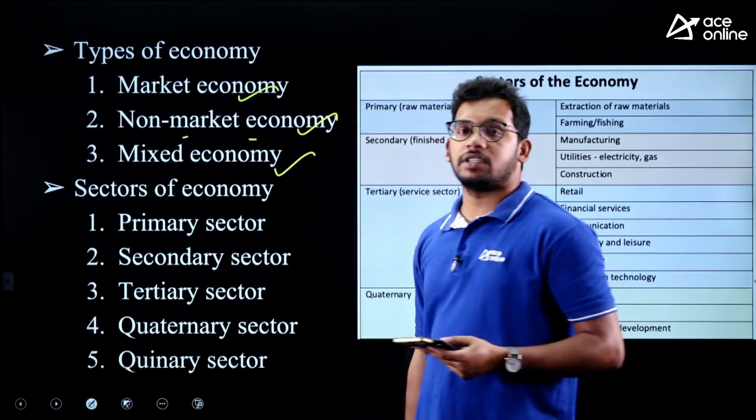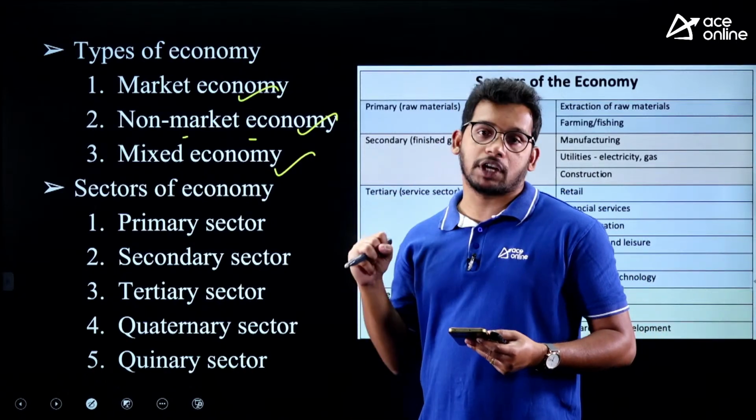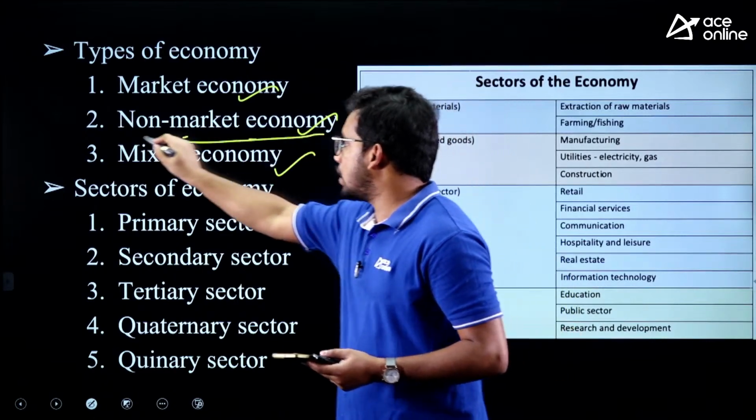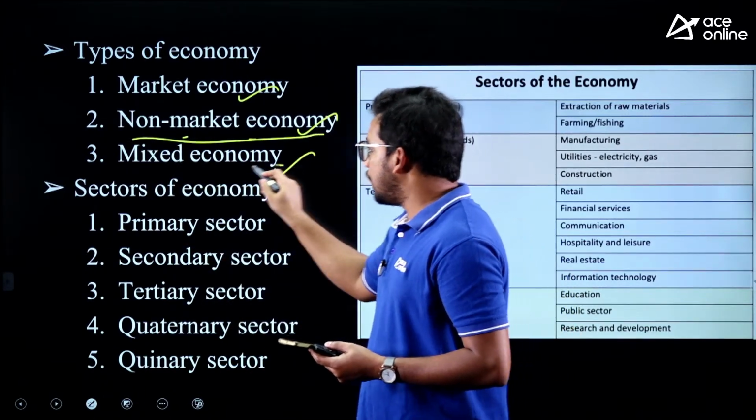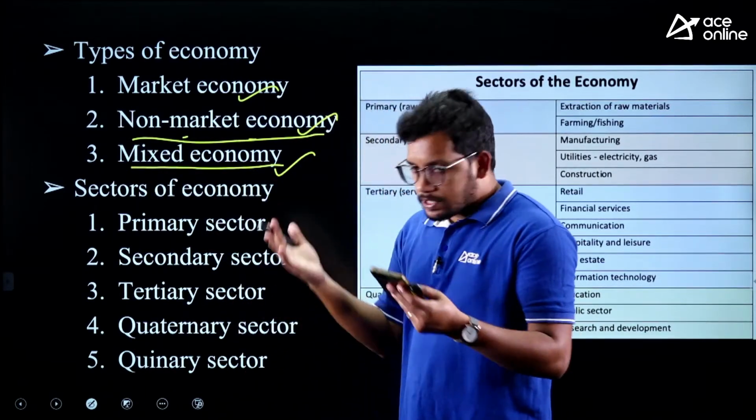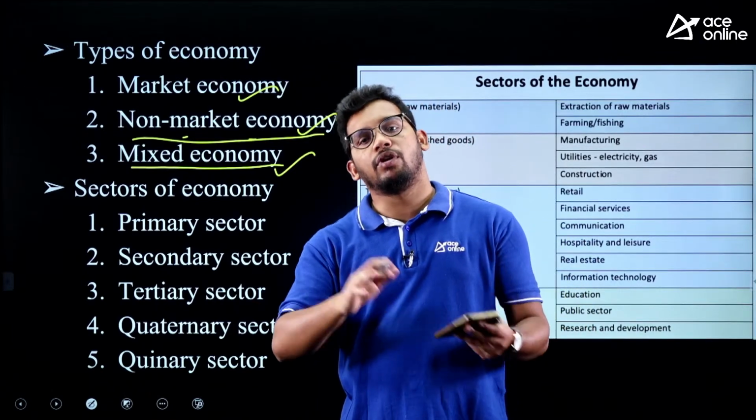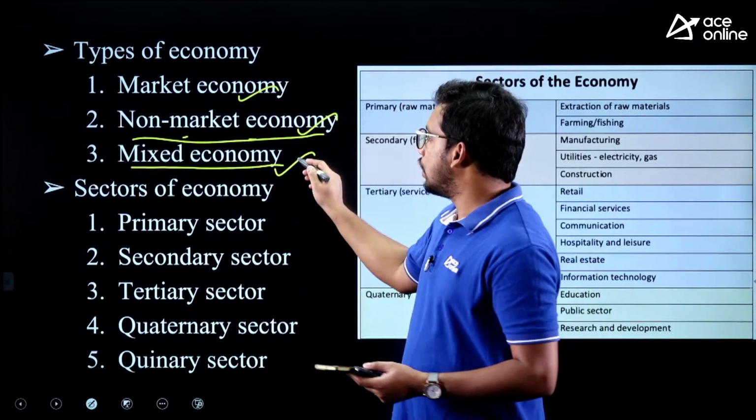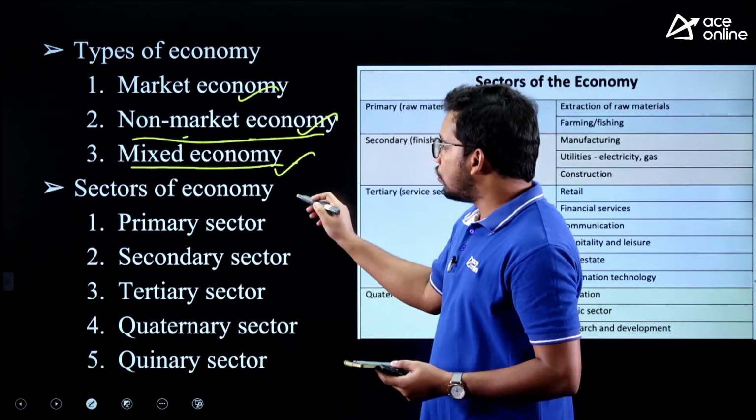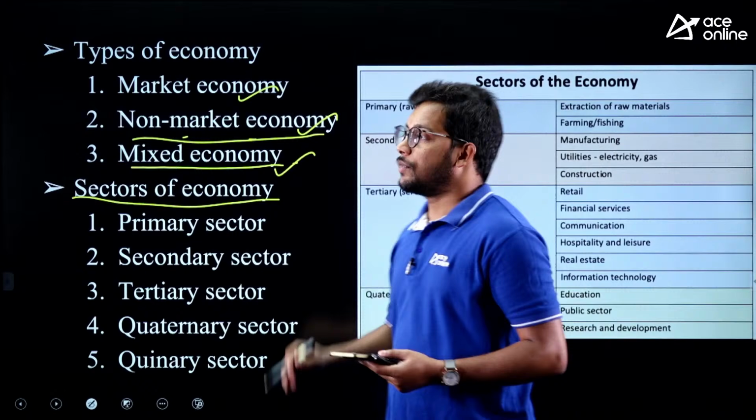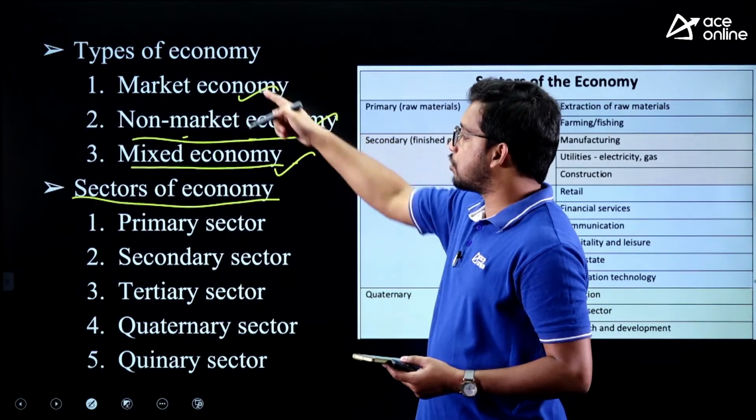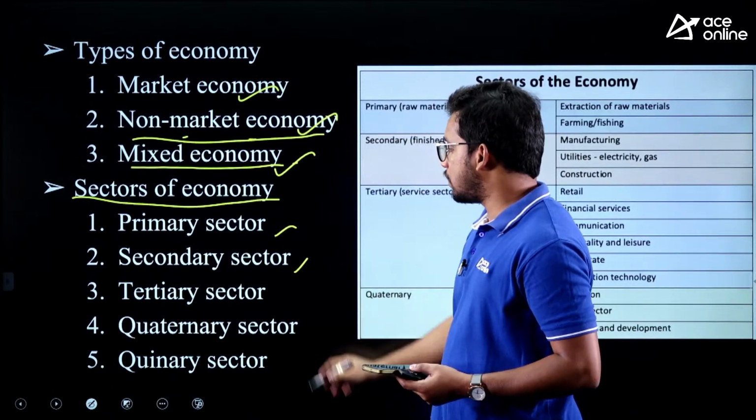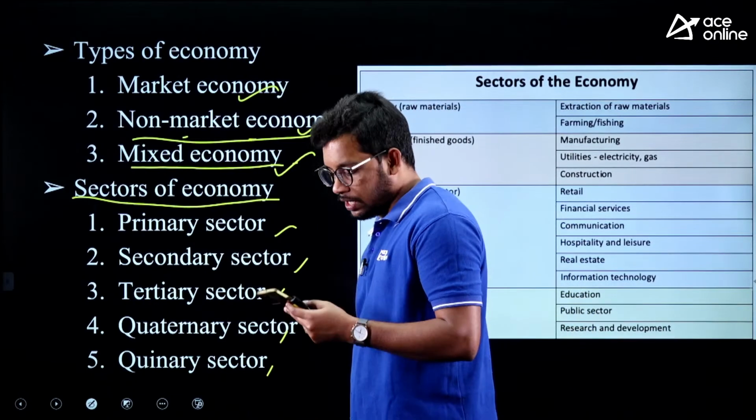Non-market economy means completely in the hands of the government. The government controls everything. That is called a non-market economy. Mixed economy means some role for the government and some role for private companies. So it is a balance between private companies and the role of the government. Now, sectors of economy. You should not confuse types of economy with sectors of economy. We have the primary sector, secondary sector, tertiary, quaternary and quinary sector.